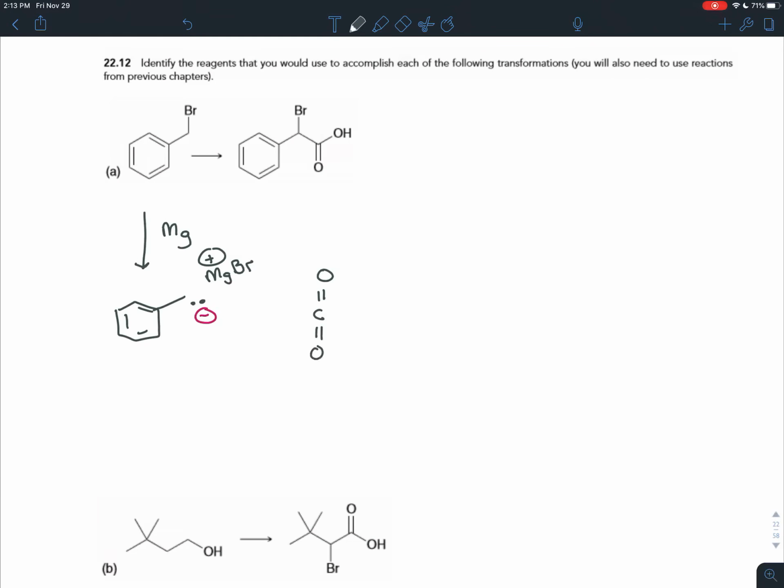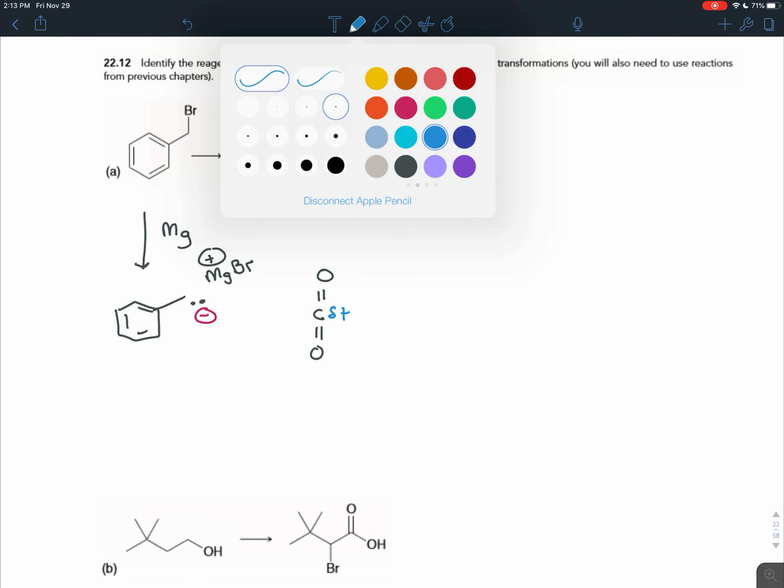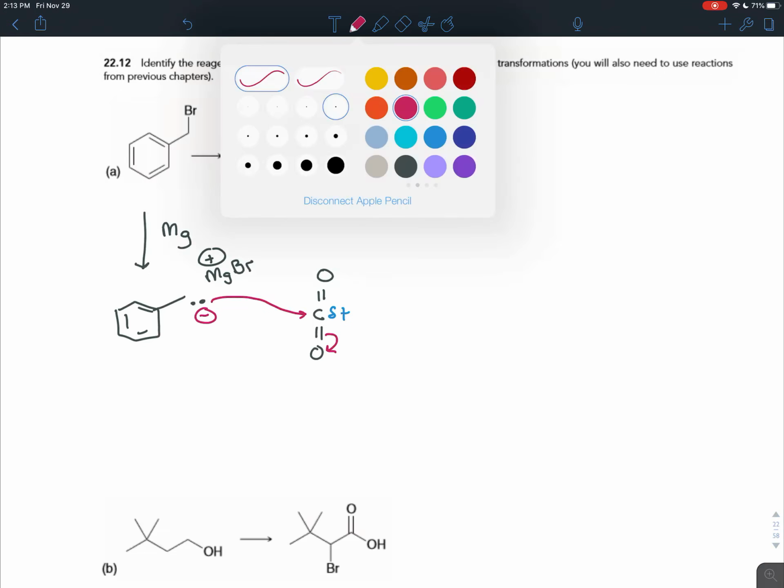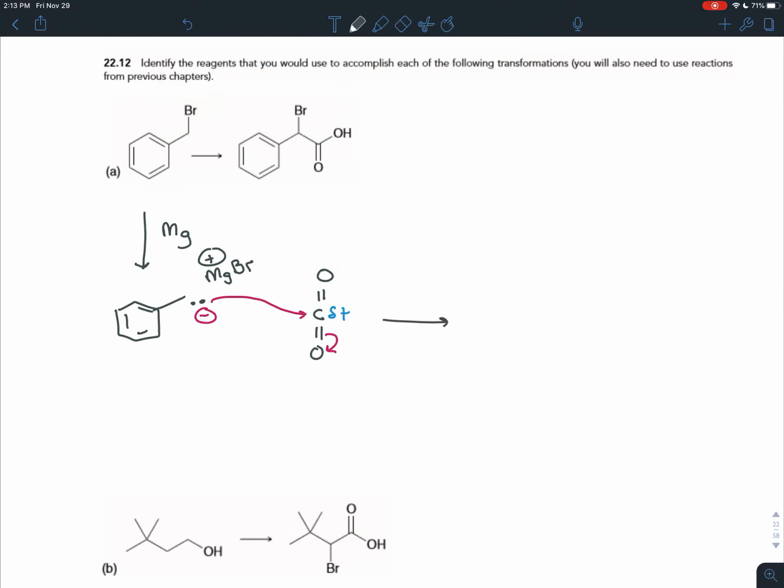Carbon dioxide. The carbon there is really slightly positive. It's losing electron density to both of the oxygens. This can swoop in, attack that. One of the pi bonds will break. We'll have added another carbon that has a carbonyl and an oxygen with a negative charge on it. And then you just stabilize that charge with some hydronium, so you do a proton transfer.